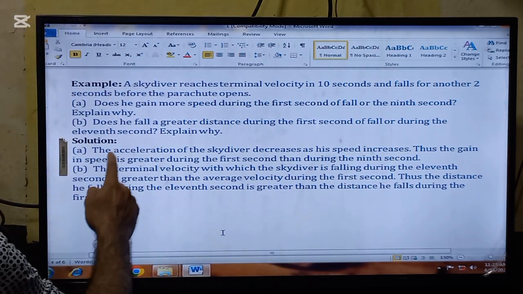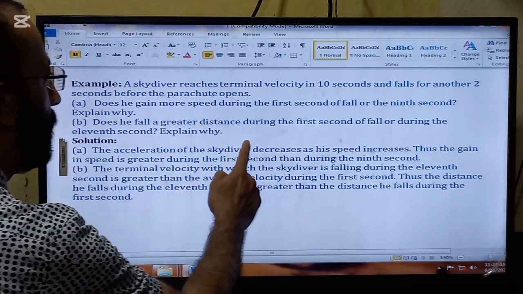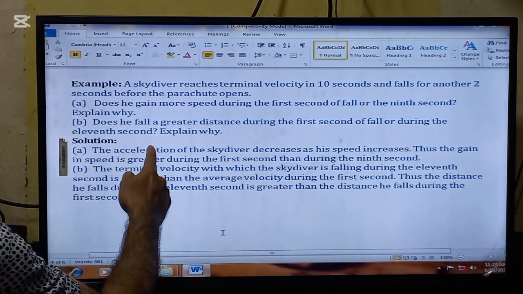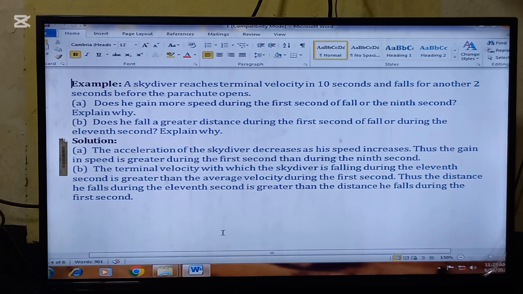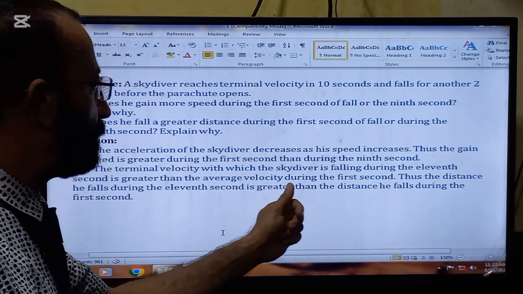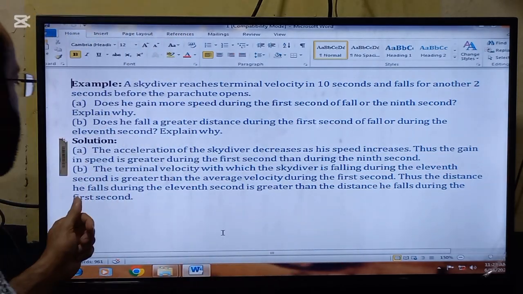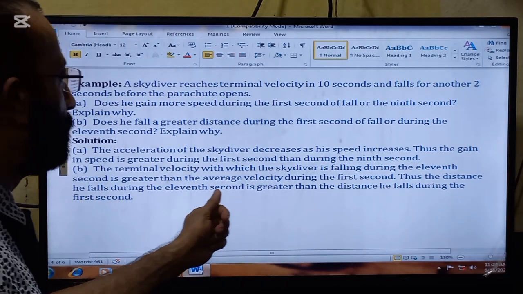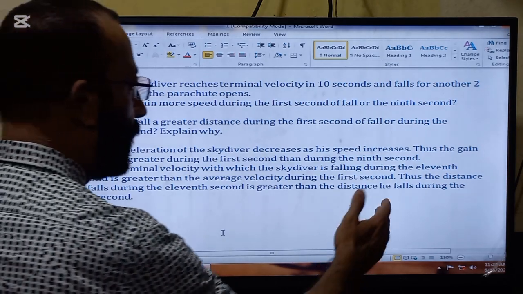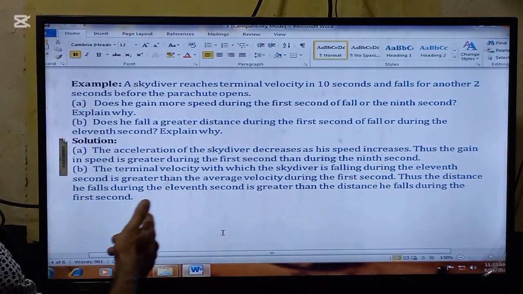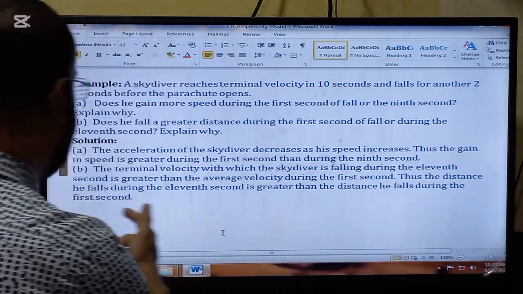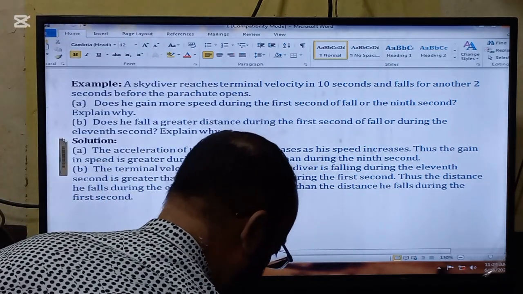Part B: does he fall a greater distance during the first second of fall or during the 11th second? Explain your answer. Look, the terminal velocity with which the skydiver is falling during the 11th second is greater than the average velocity during the first second. Thus, the distance he falls during the 11th second is greater than the distance he falls during the first second.